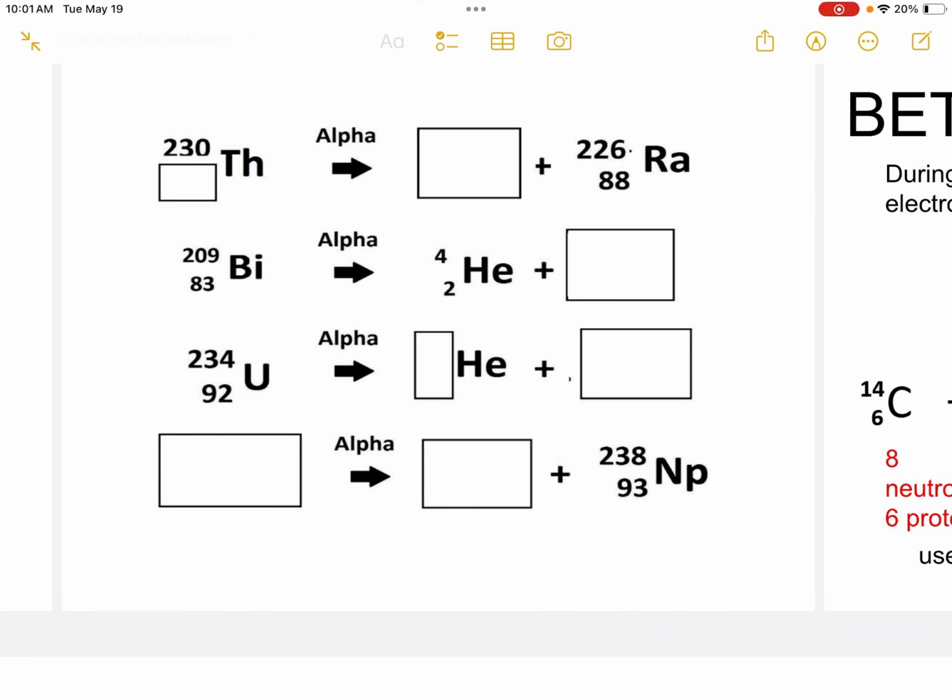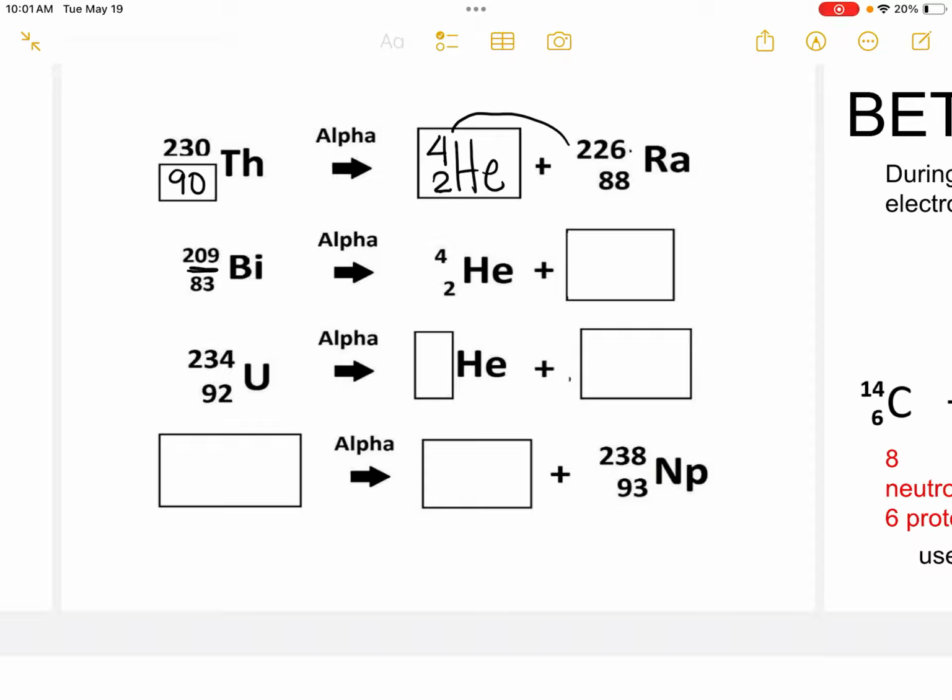So let's do a little bit of practice with this. So if we are giving off this alpha particle, and this is what it looks like, 4,2 helium, we know that this is right because 226 plus 4 gives us 230. 88 plus 2 gives us 90. And if we look at our periodic table, thorium is at 90.